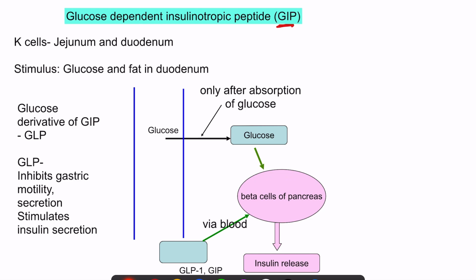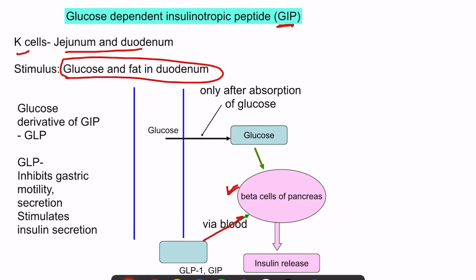But later on we found that it has some different function as well. So this GIP is released from K cells in jejunum and duodenum, and the stimulus for its release is glucose and fat in duodenum. So, with the presence of glucose and fat in duodenum, this GIP is released, enters into the blood, and causes the release of insulin from the beta cells of the pancreas.